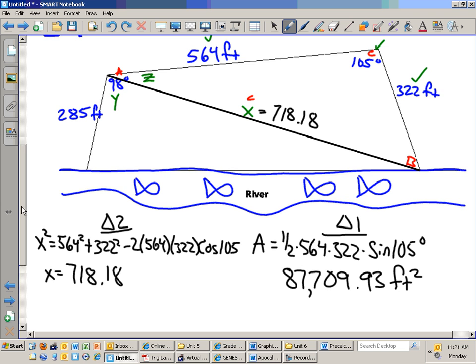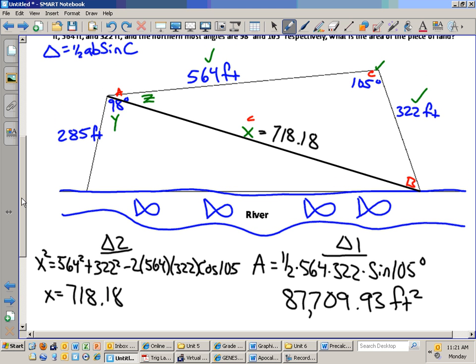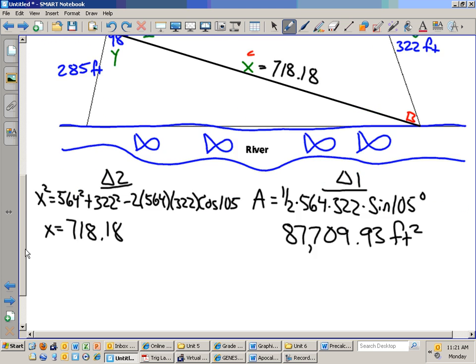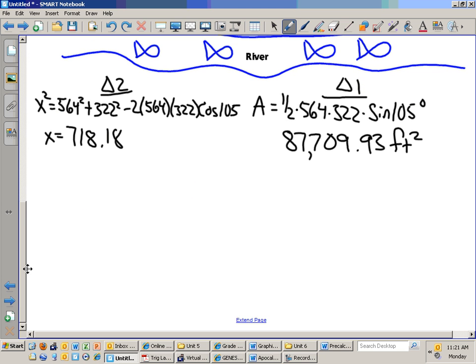How would you find z? Law of sines. We now have an angle and its opposite side. I could do the sine of 105 over 718.18 equals the sine of z over 322. And that will allow me to find z. So I have the sine of 105 divided by 718.18 is equal to the sine of z divided by 322.